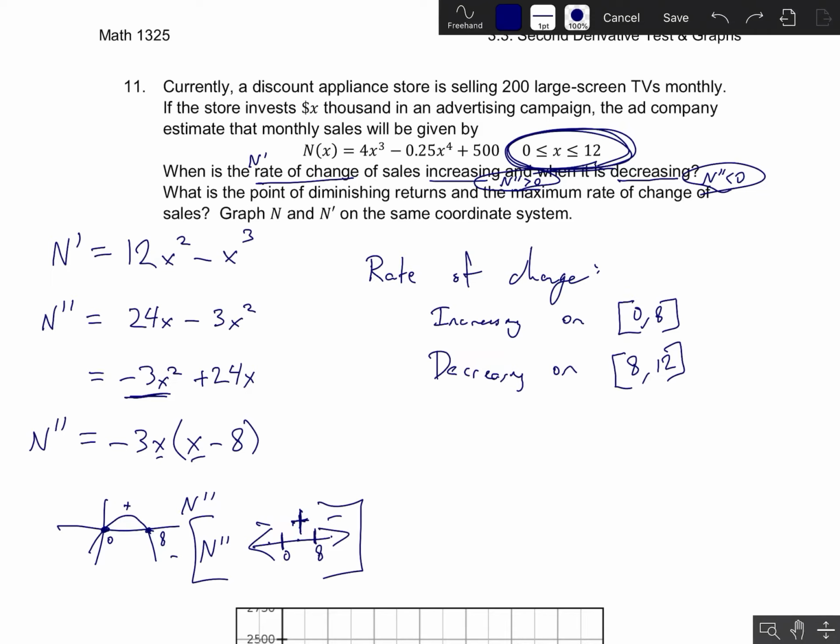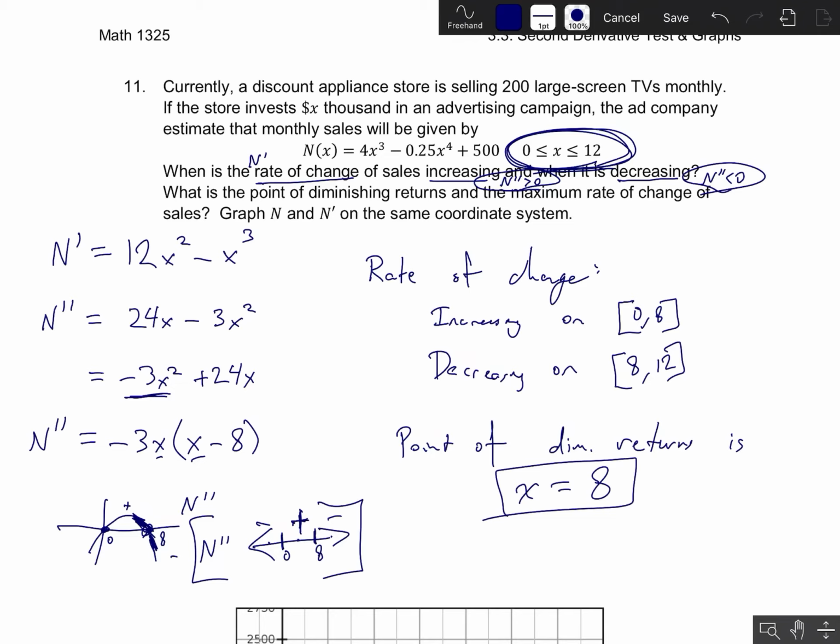Next, we wanted to know, what is the point of diminishing returns? Remember, the point of diminishing returns is when the rate of change goes from increasing to decreasing, and that happens at 8. So this is where the rate of change goes from increasing to decreasing, or where n double prime goes from positive to negative. So the point of diminishing returns is x equals 8.